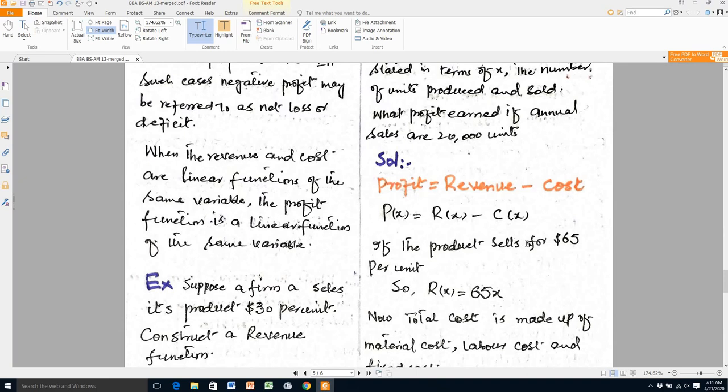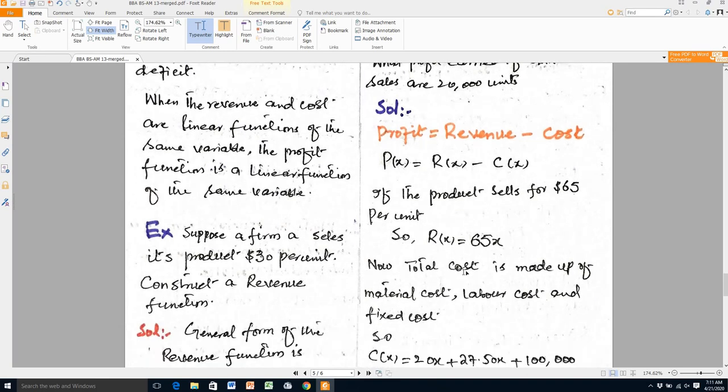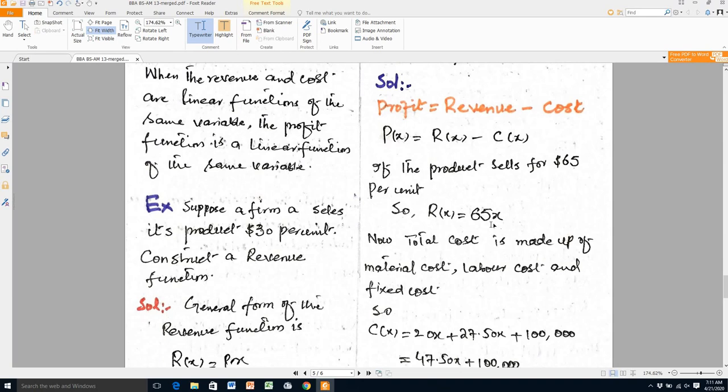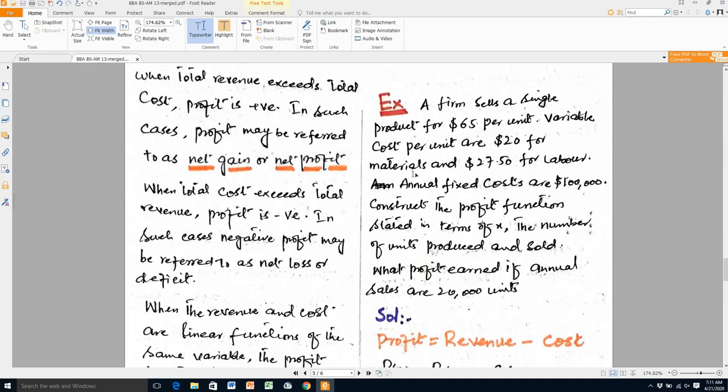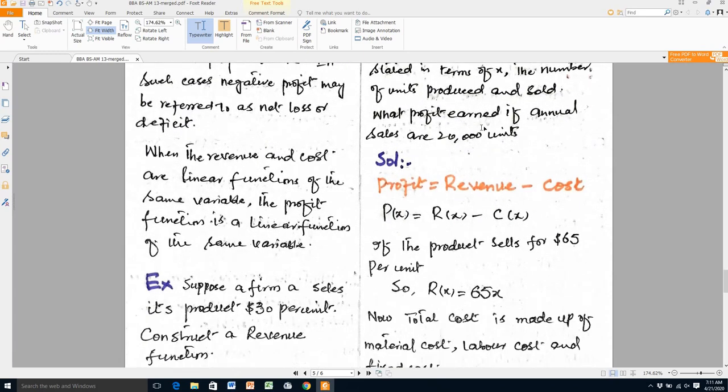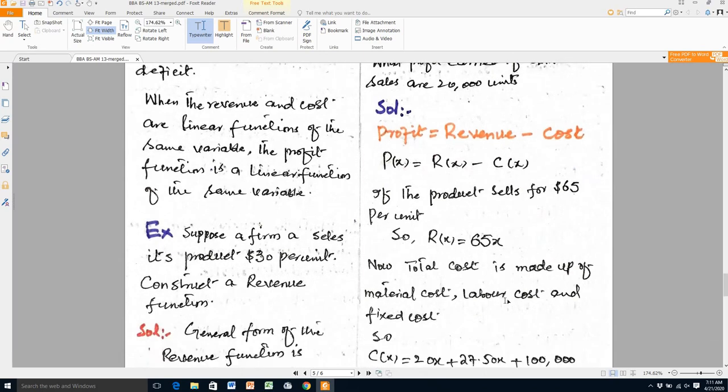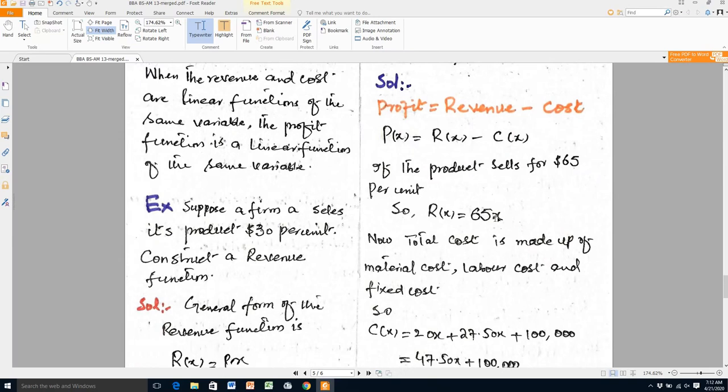If the product sells for $65 per unit, then R of x is equal to 65x. Here in the statement, a firm sells a single product for $65 per unit. It means the price of each unit is 65. So I am writing here R of x is equal to 65x. 65 is the price of each unit and x represents the number of units.